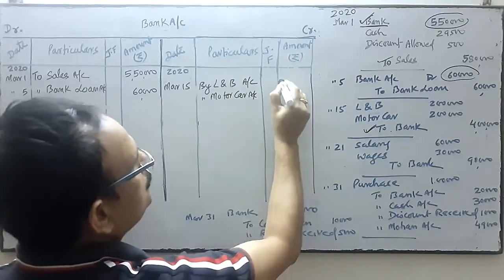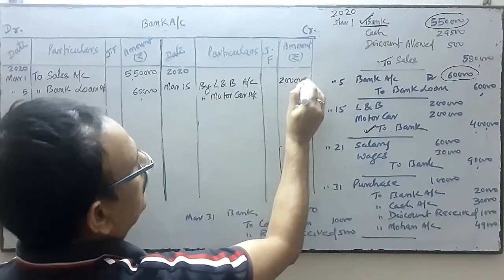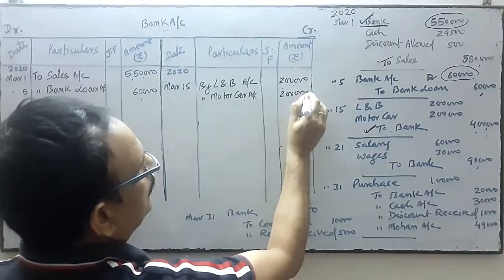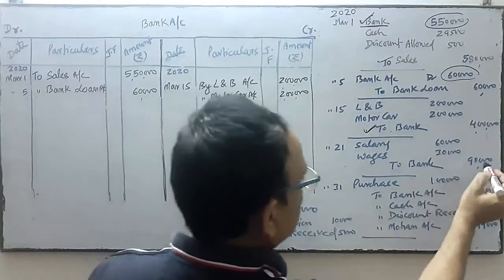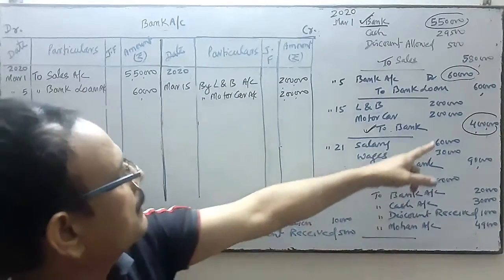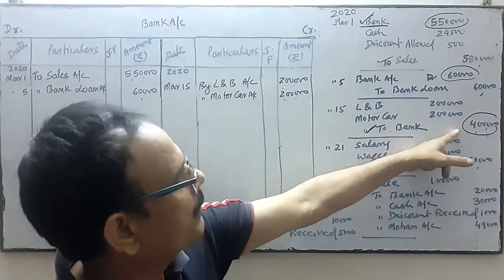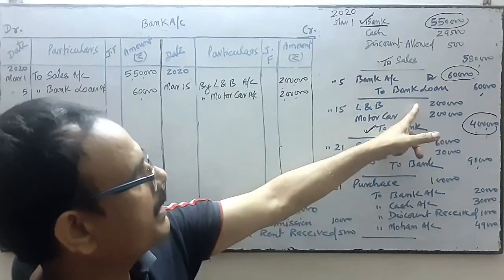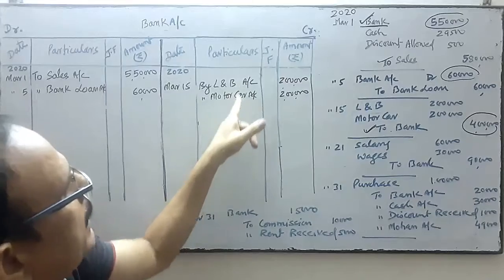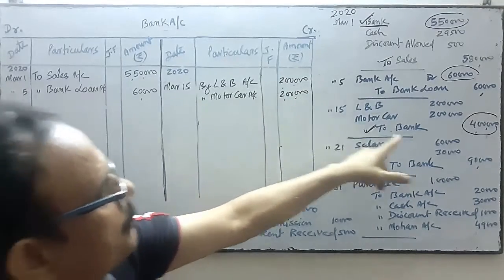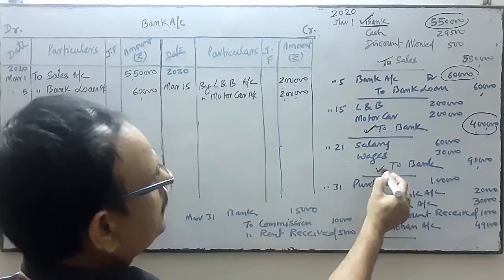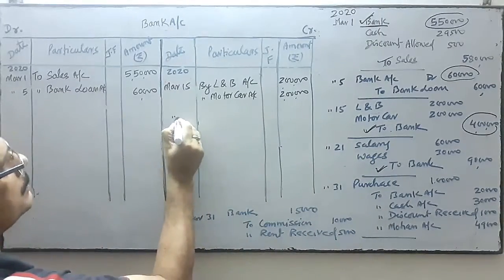Land and building is 2 lakhs, and motor car is 2 lakhs. In total I have written 4 lakhs because bank is on credit 4 lakhs. This credit of 4 lakhs comprises land and building 2 lakhs and motor car 2 lakhs. That's why I have written both accounts, 2 lakhs and 2 lakhs, so that the total will be 4 lakhs. Now come to the next. Bank is on credit, so write the date March 21st.